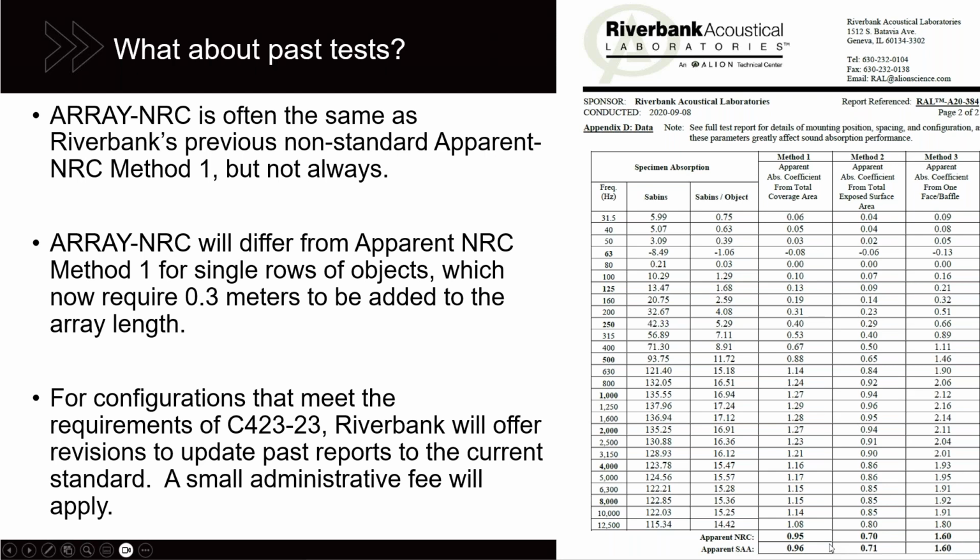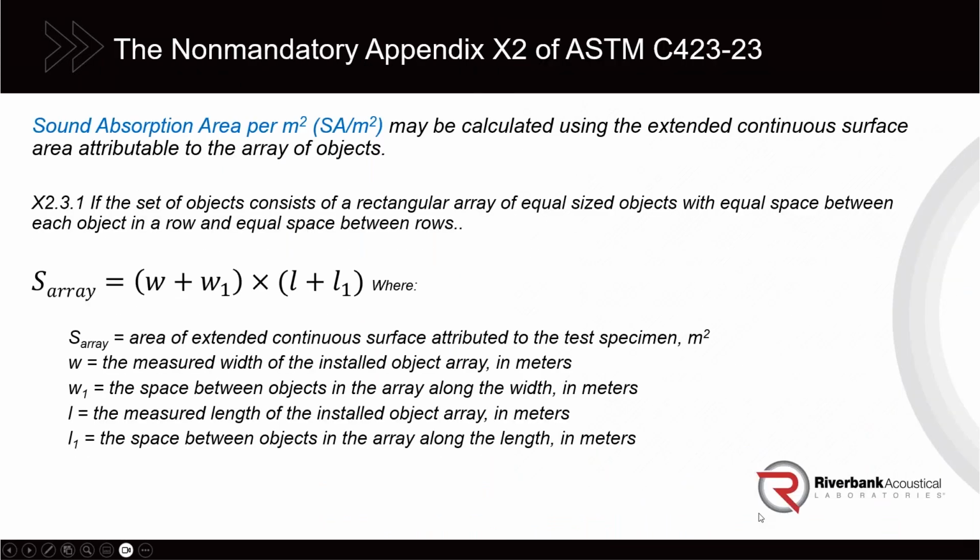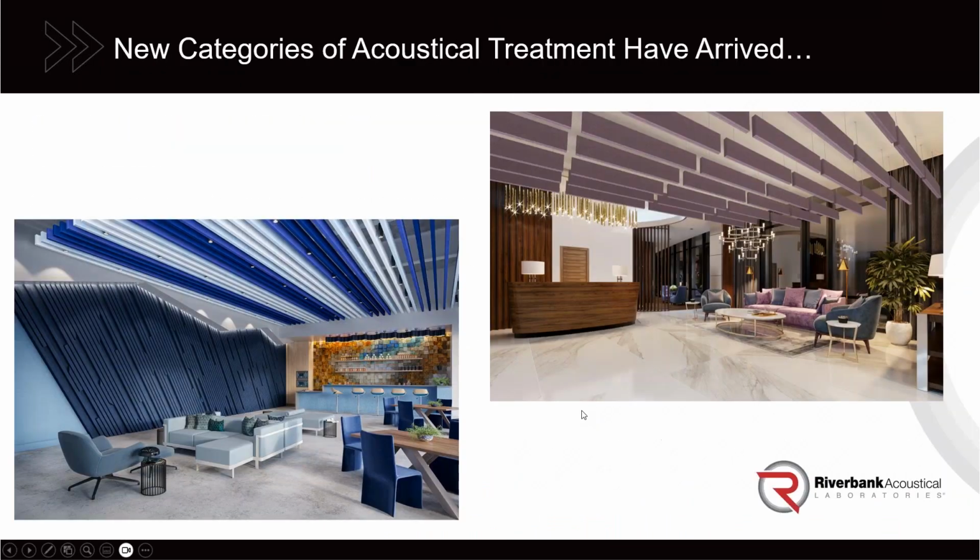Whereas method 1, which in this example exactly matches Array-NRC, the Array-NRC is 0.95, which is a fair comparison from a set of spaced objects to a continuous ceiling treatment. So yeah, that's the intent. It's intended for NRC in general. It's not really an engineering term. It's just a term that's intended for products to be compared. Acoustical consultants would use the sound absorption coefficients or the Sabins per object to specify baffles and treatments.